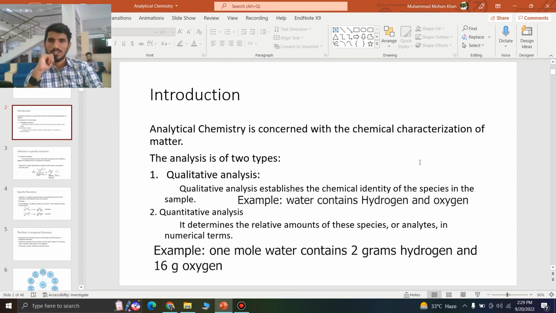Moving on to quantitative analysis, we determine the relative amount of these species. Qualitative just tells us what type of compound is present, and quantitative tells us how much of these compounds are present, their relative amount. Quantitative is actually a numerical value, and qualitative just gives us the identity. So that was all about the introduction to analytical chemistry and qualitative and quantitative analysis.